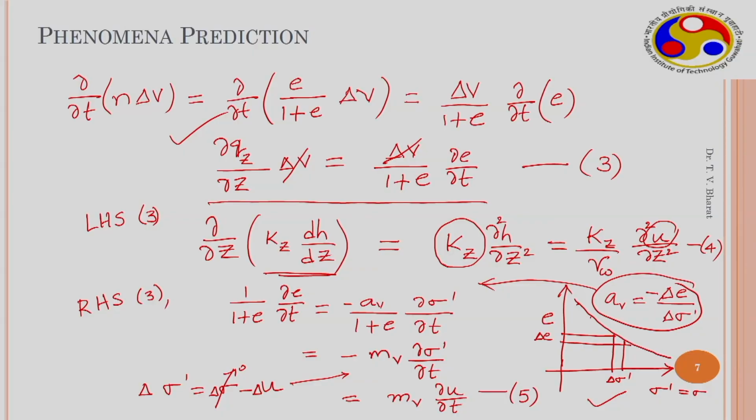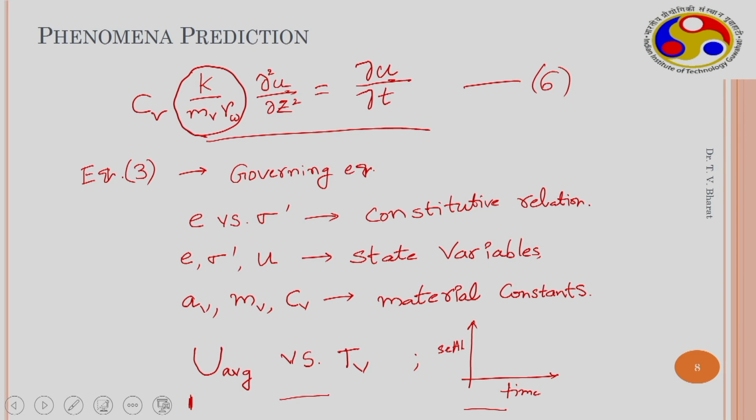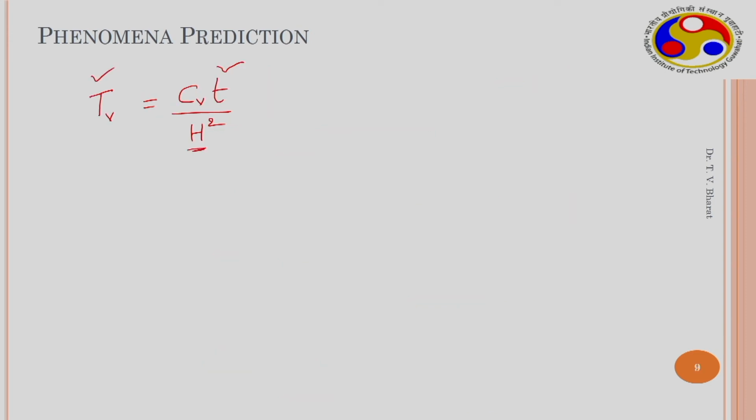This is possible because we used a physical law, that is the mass conservation principle, and we identified the state variables. We represented a constitutive relationship, that is e versus sigma dash, and we utilized that and estimated the material constant, which only depends on the constituents or the material property. Therefore we can predict any given phenomenon. We see another example.